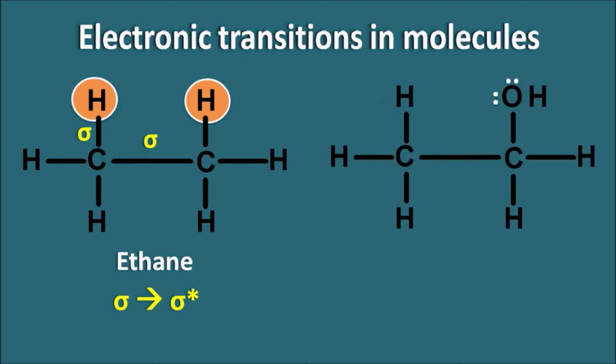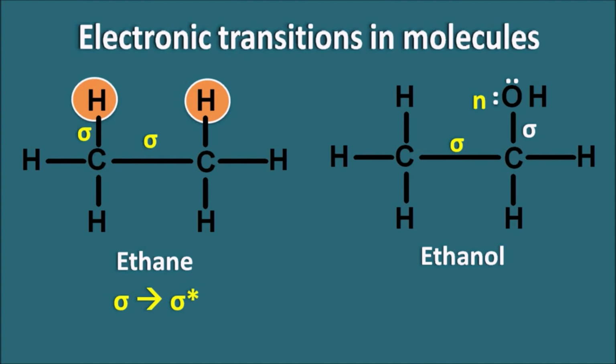Now let us take the case of another structure. This is ethanol. Again in ethanol we can observe the sigma bond between carbon and carbon as well as between carbon and hydrogen, and we can also observe a sigma bond between carbon and oxygen. Apart from these sigma bonds, we can observe n electrons. N electrons are the non-bonding electrons or lone pairs of electrons which are not involved in chemical bonding, and they are present in heteroatoms like oxygen, nitrogen, sulfur, like that.